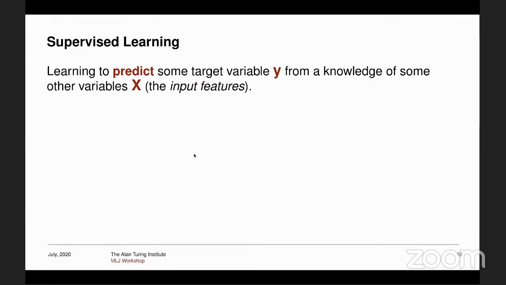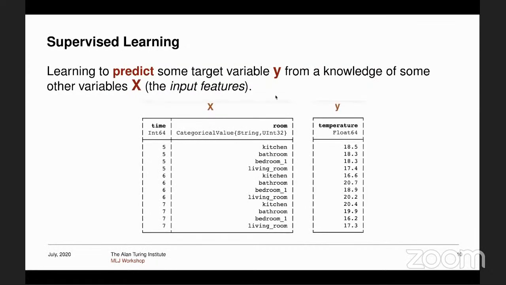Okay, so let's remember what supervised learning is. Here I'm more or less assuming that you know this story, but I think it's helpful to go over it again, if only to make sure we're speaking the same language and to introduce some notation. Supervised learning is about learning to predict some variable, which we'll call the target and denote by y, from a knowledge of some other variables, which we'll call x and call the input features, or maybe just inputs. A simple example would be perhaps you're measuring the temperature every hour in different rooms of your house. In that case, your inputs are the time of day and the particular room you're in, and the output, the thing you're trying to predict, based on some historical measurements you've already made, would be the temperature.